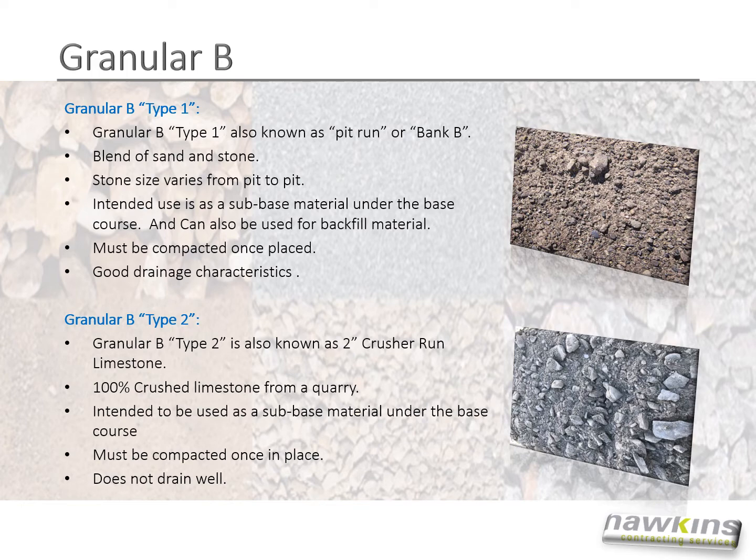Granular B Type 2. Granular B Type 2 is also known as 2-inch crusher run limestone. It is 100% crushed limestone from a quarry. It's intended to be used as a sub-base material under the base course. Granular B Type 2 must be compacted once in place, and it does not drain well.